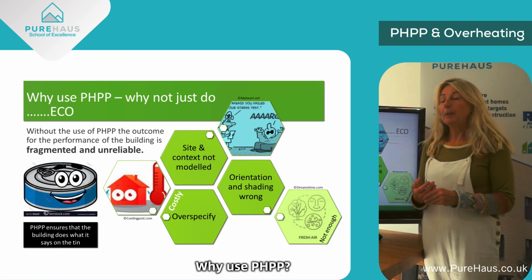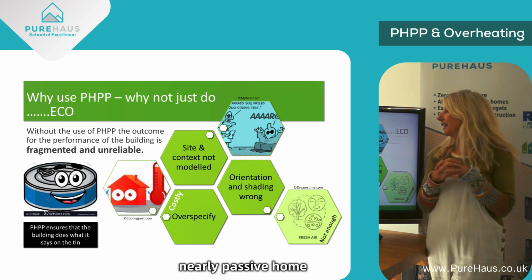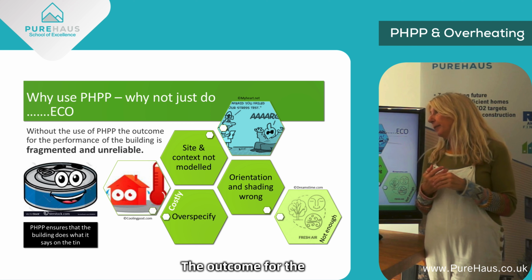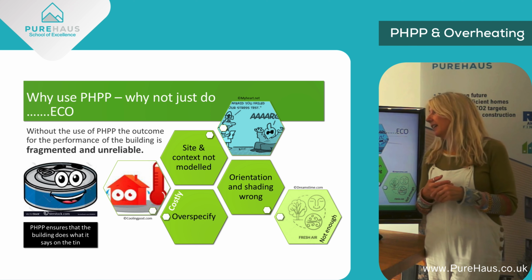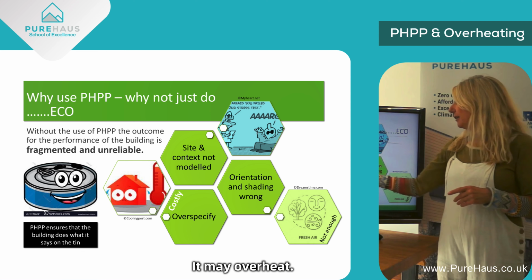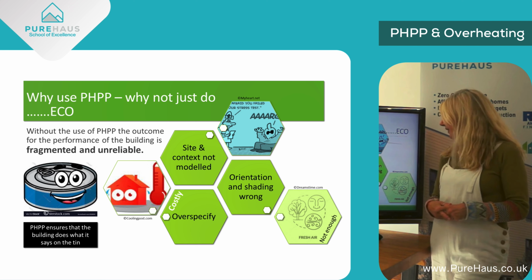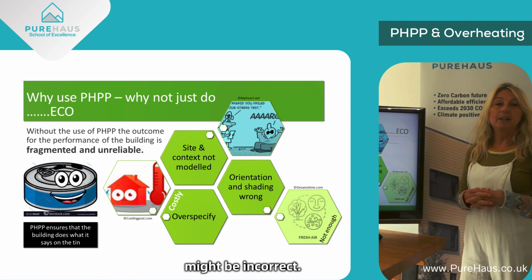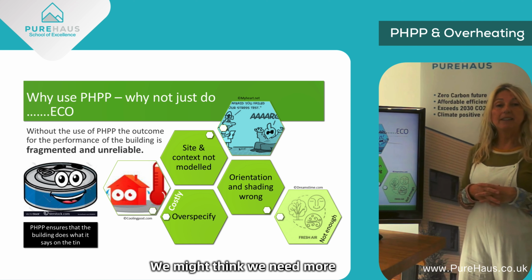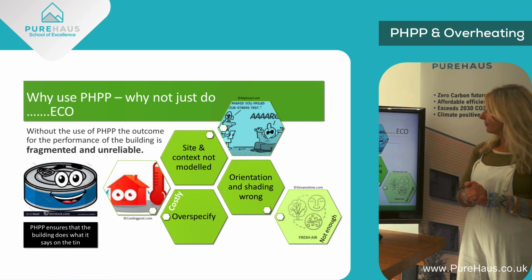Why use PHPP? Why not just do an eco home or nearly passive home without using the PHPP? The outcome for the performance of the building may be fragmented and unreliable. It may overheat. The site in context may not be modelled. The orientation and shading might be incorrect. It might be overspecified. We might think we need more kit or renewables than we do.